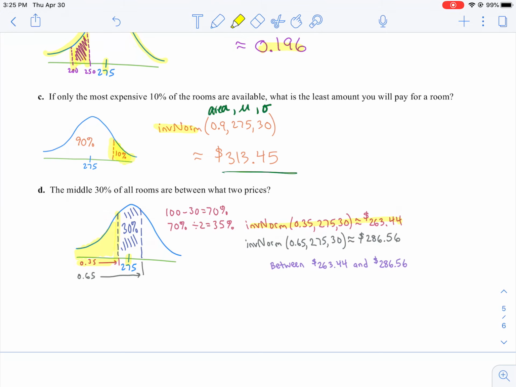And then if I wanted to find, let me change this color, if I wanted to find this value right here, well, I need to find the area to the left of that. I know that that's 30% and that's 35%, so that area is 65%. If I want to find that value there, I'm going to do inverse norm with 65%. And so the middle 30% of the rooms are between these two amounts right here.